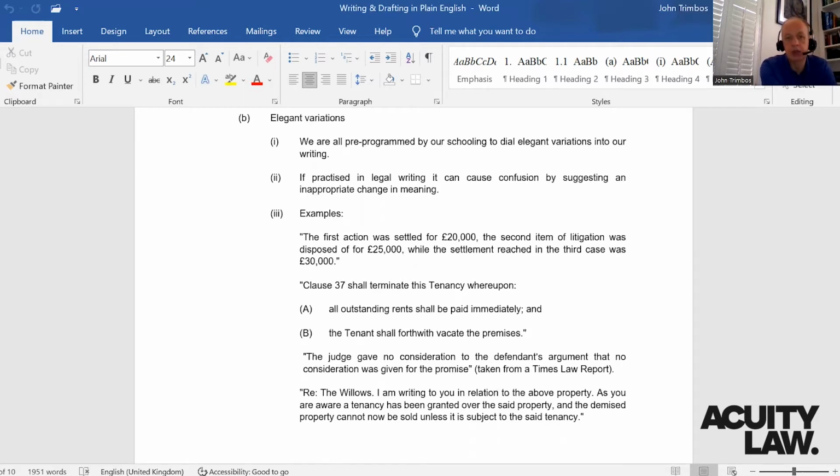This is a bit silly in one sentence, but we're talking about settling out of court. The first action was settled for £20,000. The second item of litigation was disposed of for £25,000, while the settlement reached in the third case was £30,000. Bit silly in one sentence, but if you can imagine those different expressions in different sentences scattered throughout a long advice letter or something, well, yeah, I think that's perfectly okay. And yes, as long as you're careful.